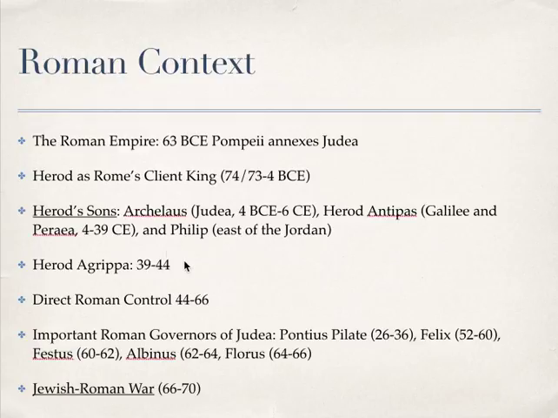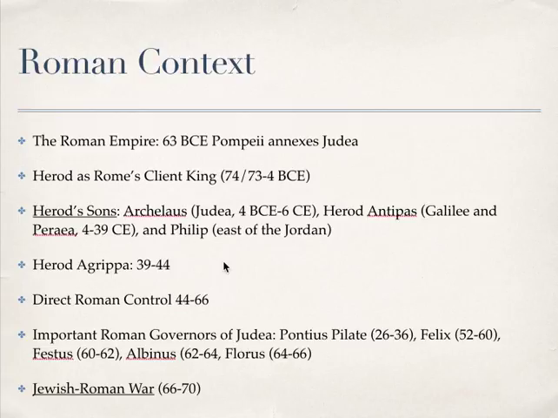Herod Agrippa did more so than the others because in 39 he was given control over the whole of Judea again. But you can see that only lasted for about 5 years. He was a very good friend of, I think it was Claudius, the Emperor Claudius. But when Claudius was deposed as the Emperor of Rome, so was Herod Agrippa.